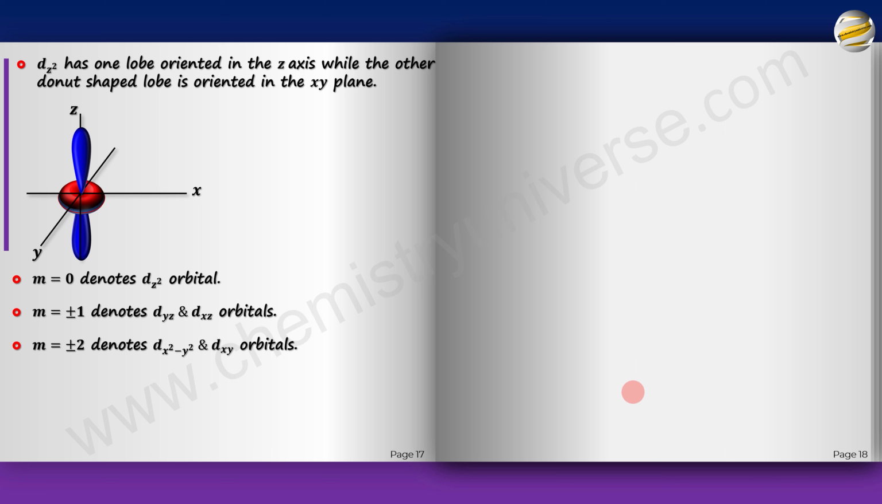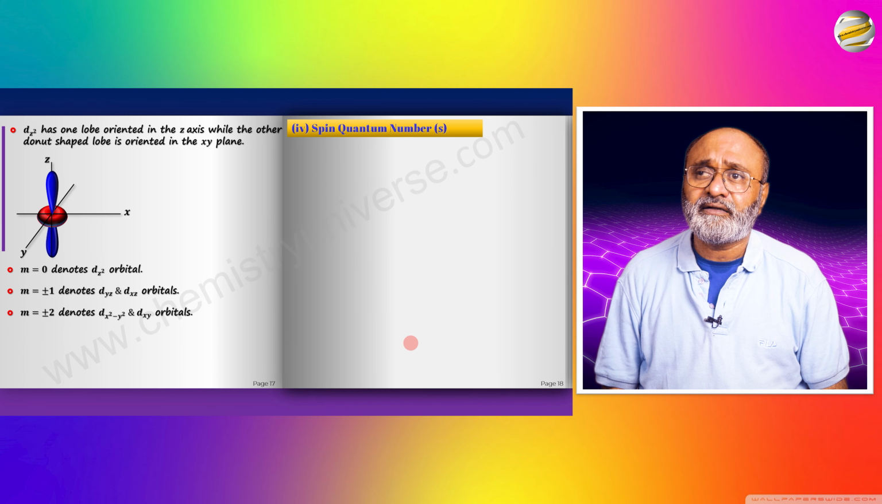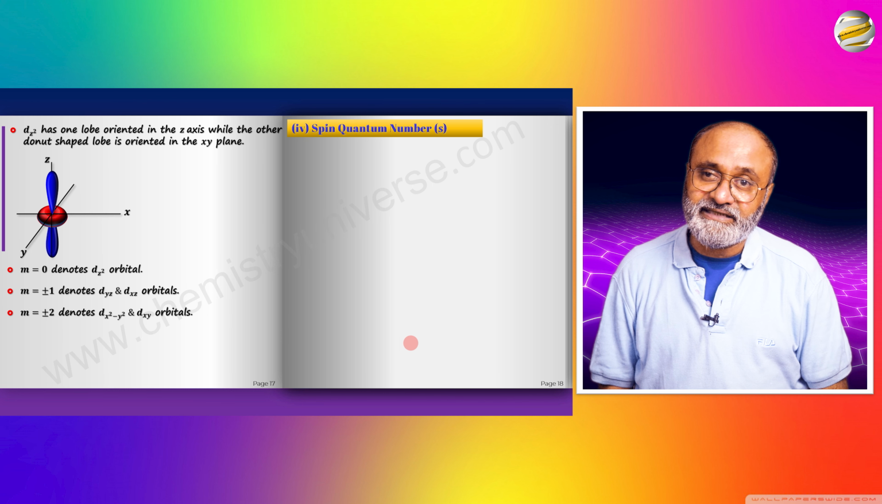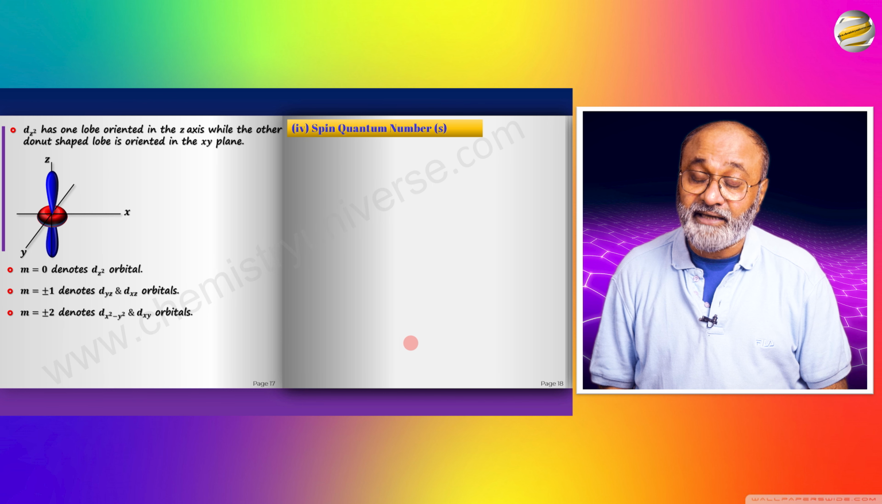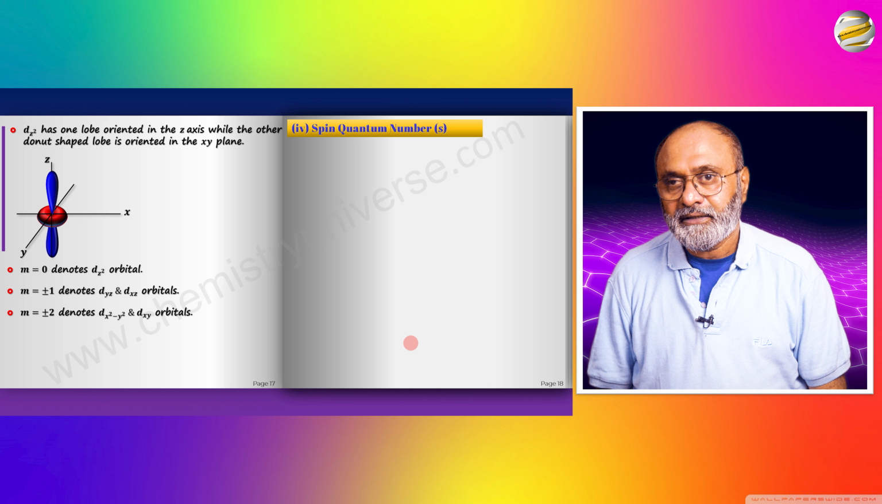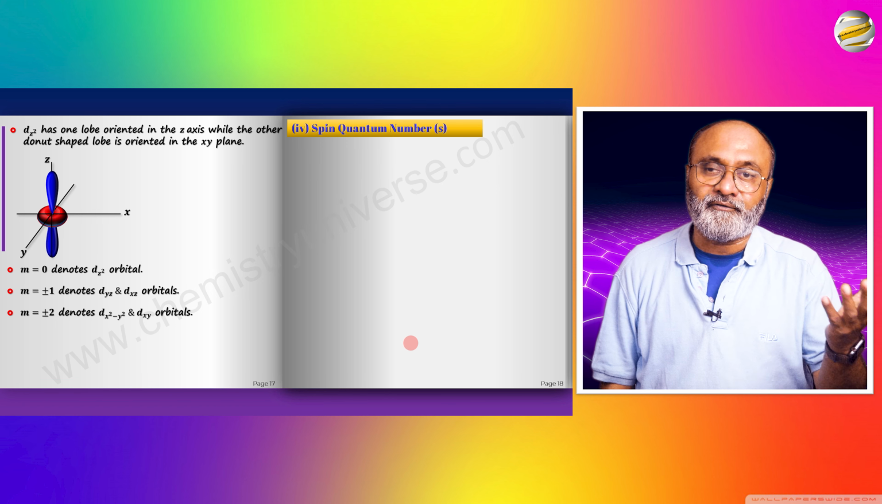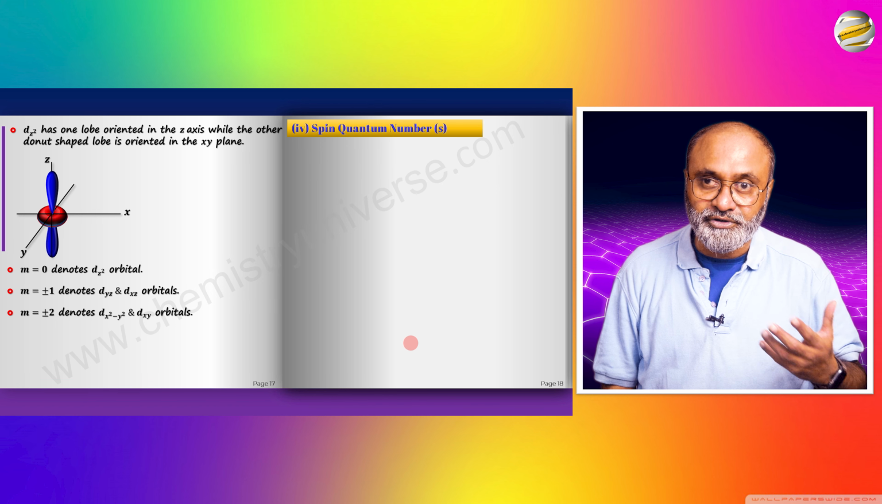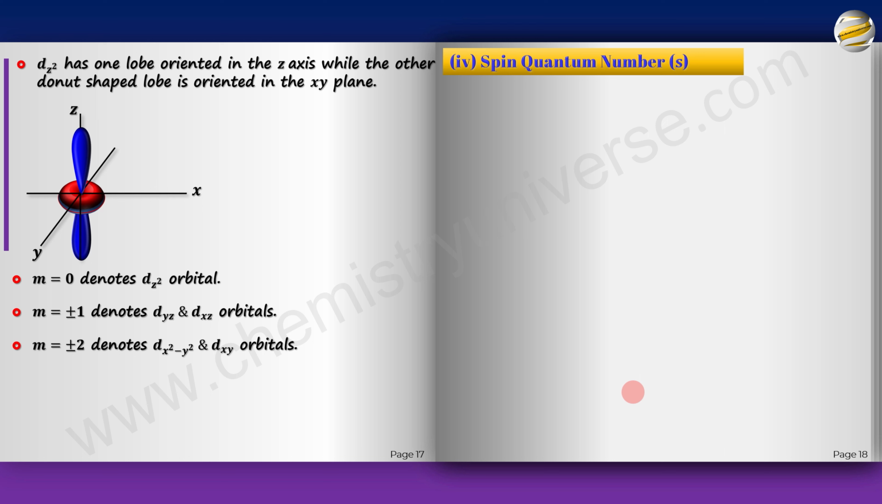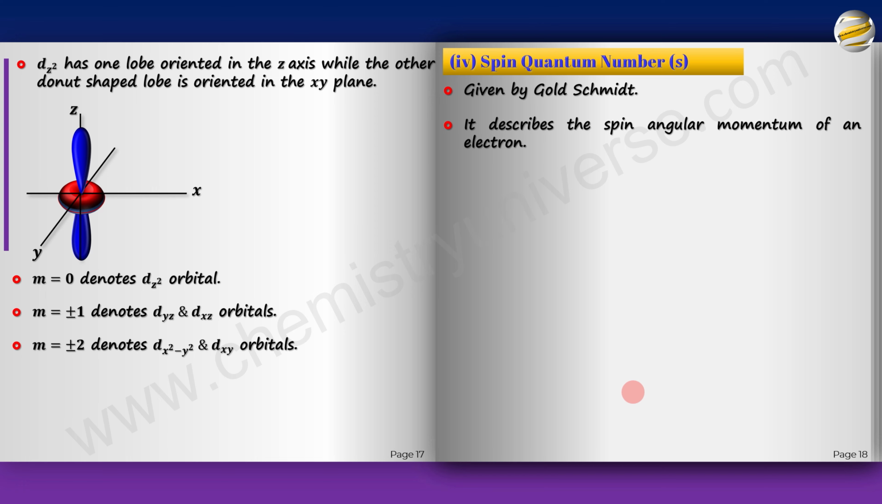And then we come to the last quantum number, s. And remember, this quantum number is not given in the Schrodinger wave equation. It does give you only n, l, and m. The s quantum number is given separately, and so this is not a part of the Schrodinger wave equation solution. Now, this is given by Goudsmit. It describes the spin angular momentum of an electron.